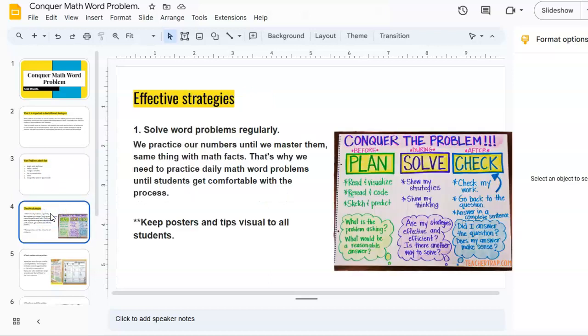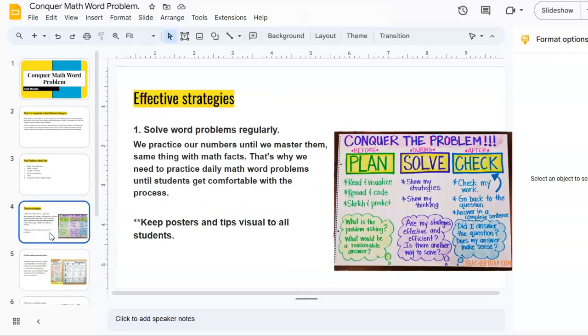First, make it a daily thing. Don't just do it every now and then. No, practice it every single day. The way we practice, or let our students practice, their numbers at the beginning of the year, how to count to 10. It's going to be the hardest thing for them to count. Then they count to 50, 100, then 1,000. And it's the same thing. You want your students to get comfortable with this process. Let them practice it daily, even with simple word problems.